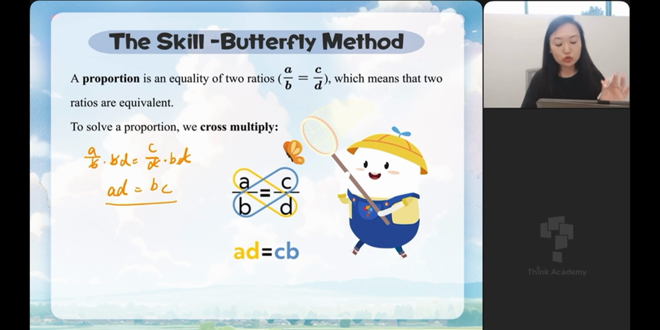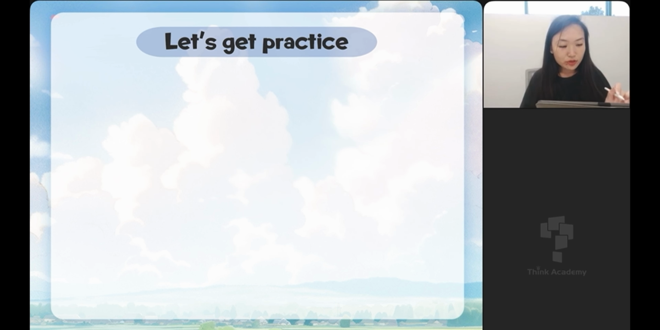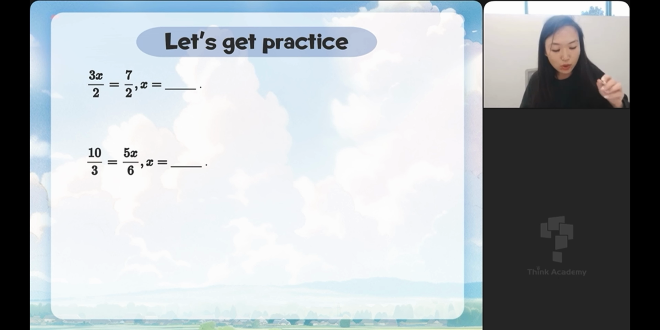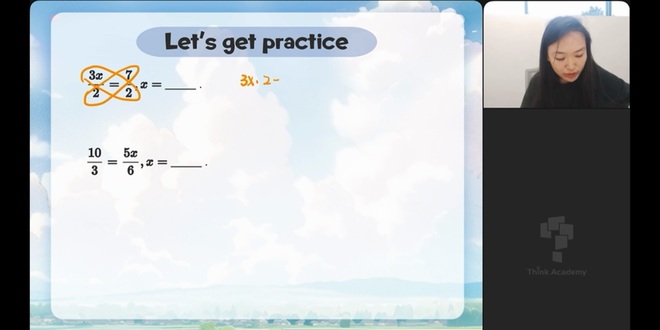questions related to it. The first one is very easy. We know that 3x divided by 2 equals 7 divided by 2. What is the value of x? The first step is to draw a butterfly around the two fractions, right? And we know that 3x times 2 equals 7 times 2, right? The products of the two wings of the butterfly should be the same.